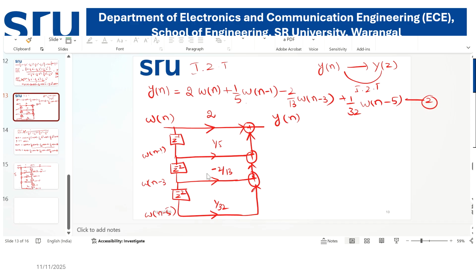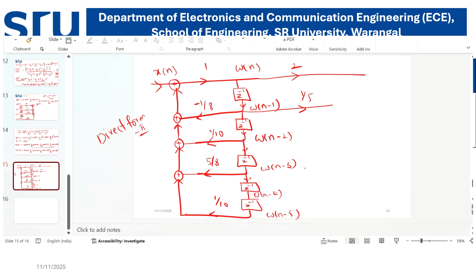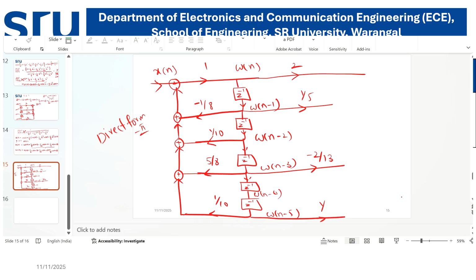Then w of n minus 3, that is minus 2 by 13. Then w of n minus 5 with the coefficient 1 by 32. All are added by the adder circuits. So this is the direct form 2 structure for the given difference equation.